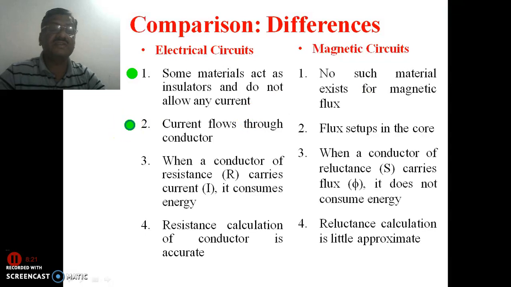The second point for discussion is that current flows through the conductor. Flux is not flowing through the magnetic circuit or magnetic path. It is set up or created in the magnetic circuit or in the magnetic path. When a conductor of resistance R carries the current I, it consumes energy. Similarly, when a path of reluctance S carries the flux phi, it does not consume any energy in the magnetic circuit.